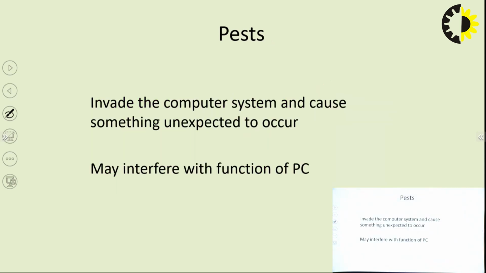Now, what are pests? They invade the computer system and cause something unexpected to occur. The system is going to behave in some unexpected way. They are going to invade the computer system and cause something unexpected to occur. They may interfere with the functions of your personal computer. So these are the pests.